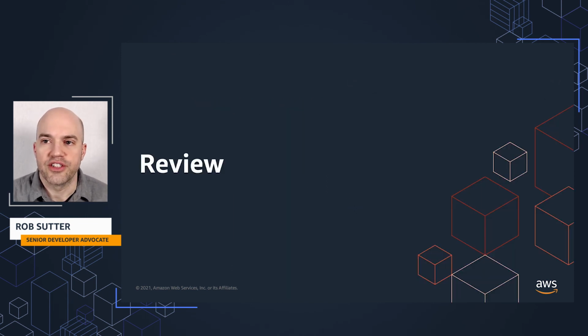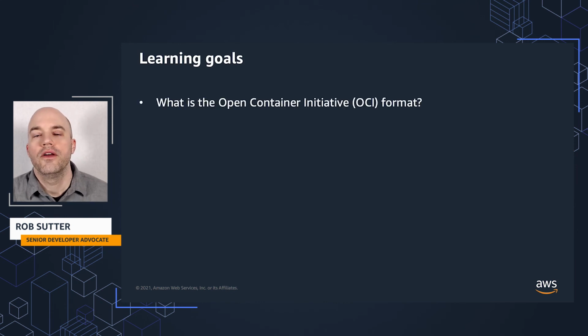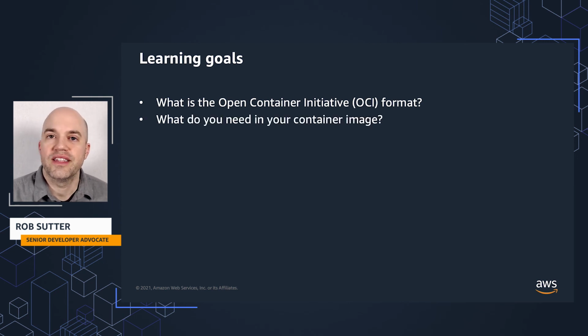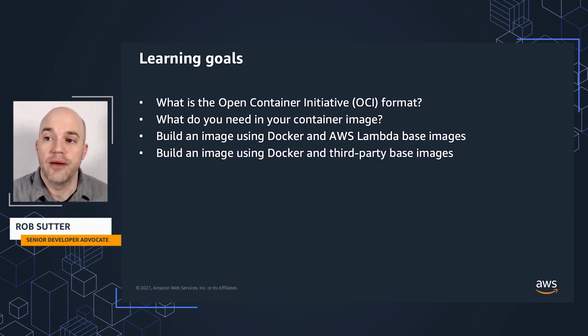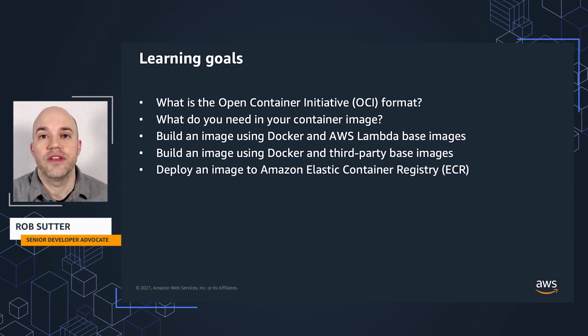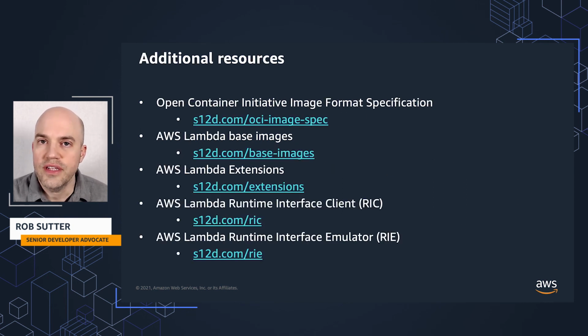So, a quick review of this session. What did you learn? You learned about the Open Container Initiative image format, or OCI image format, and what it includes. You learned the components that you must have in your container image to package your Lambda function as a container image. You learned how to build a Lambda function image using Docker and the AWS Lambda provided base images. You learned how to build an image using Docker and third-party base images. And you learned how to deploy that image to the Amazon Elastic Container Registry. For additional details on all these topics, please see the links shown here on this slide.